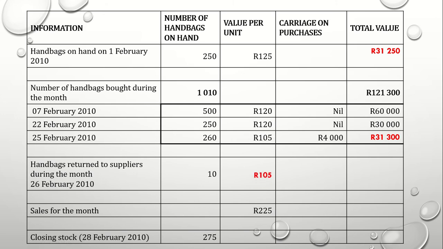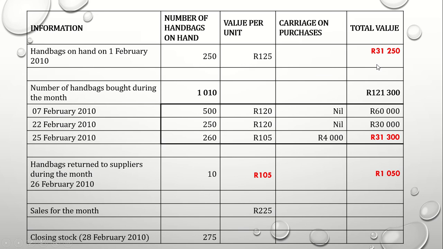In a lot of questions they will specify when those items were purchased and returned. They must tell you when they were purchased so that you can determine the cost price of the items that were returned. Obviously, the cost price of items returned will be 1,050. We now need to calculate the average price.